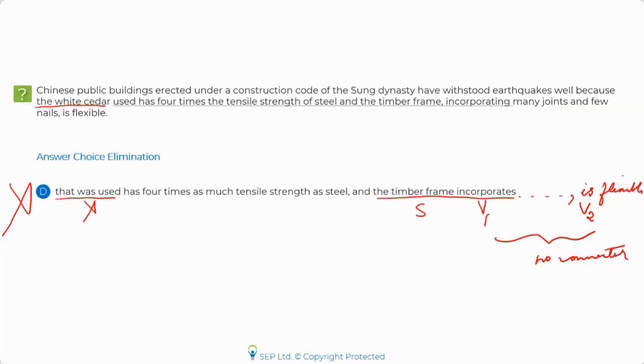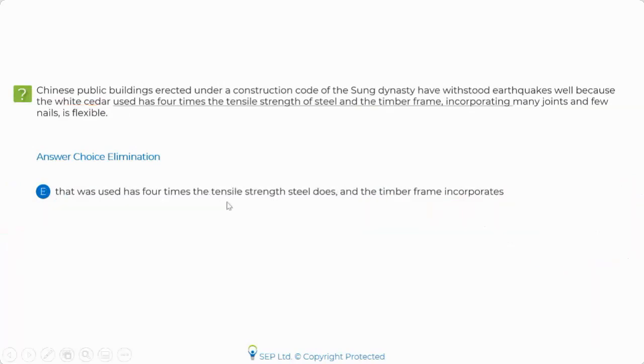Okay, I don't see any questions. Great. Let's look at E. "That was used" is wrong. "Has 4 times the tensile strength steel." "Does" is wrong. It's not that we are talking about a doing word. "Has" is possession. So this "does" is a wrong replacement of "has." And the problem I've just discussed is wrong too, because it's subject, verb 1, comma, verb 2, not done. So E is out.